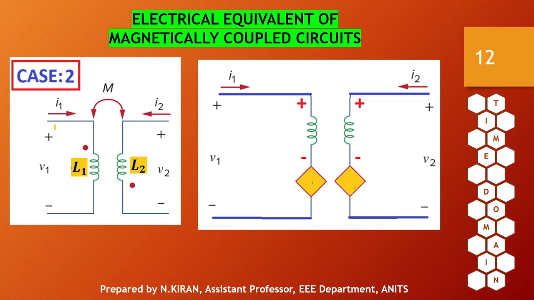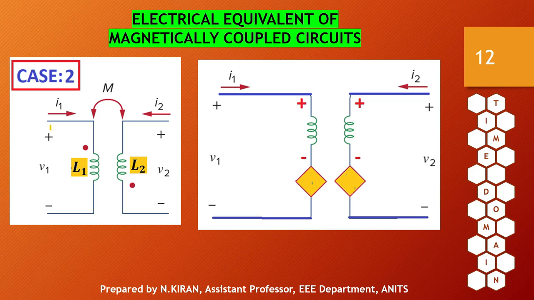Since the current direction has not changed, I1 is entering at the top end of the first coil as well as I2 is also entering at the top end of the second coil. So the positive of the self-induced EMF in both the coils will be at the top end and the other end will have negative polarity. Now coming to mutually induced EMF polarity.